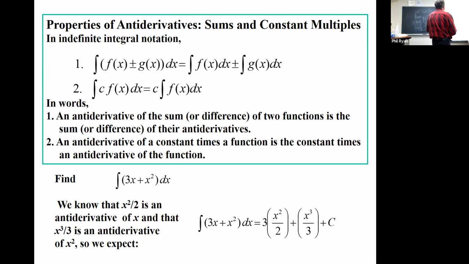Okay, and so this is an important thing to note. This is how we treat sums and constant multiples. This is just completely restating derivative laws. So we know that the derivative of a sum is the sum of the derivatives.